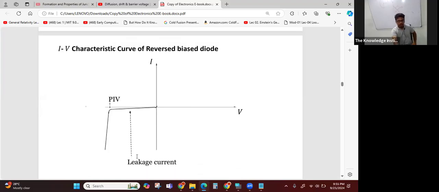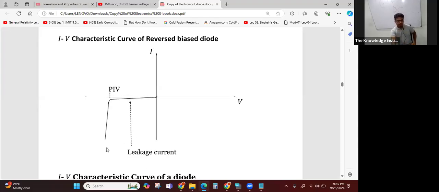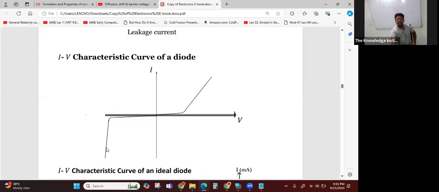So here is the reverse bias. Current will flow in the opposite direction, right? Here it is a very small current, in the range of microamperes. And then when the voltage reaches the peak inverse voltage, the junction breaks down and a large current will flow. So this is the total IV characteristic curve. Here this part is forward biased and this part is reverse biased.